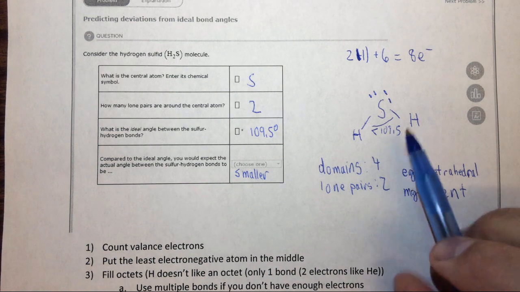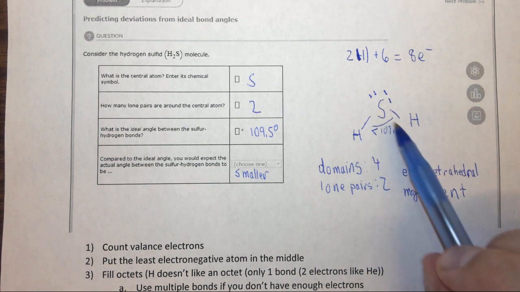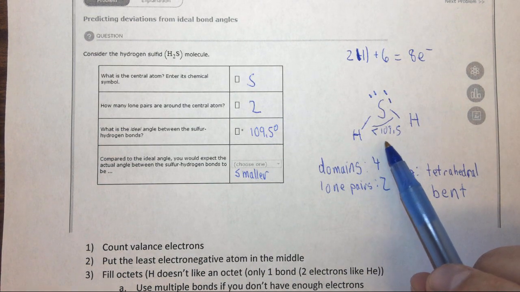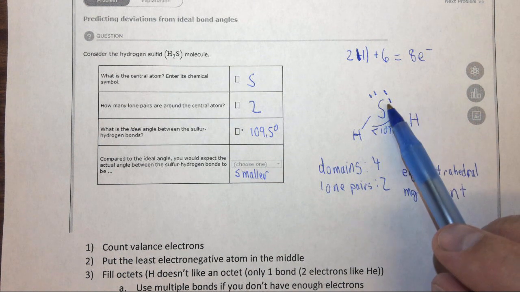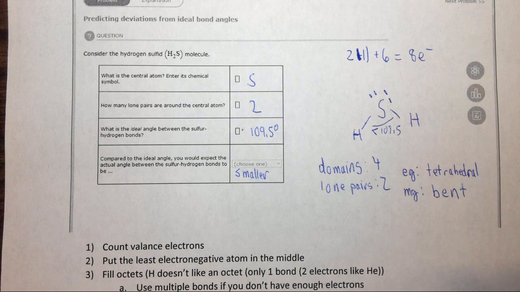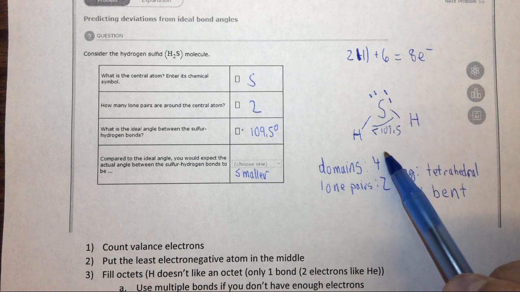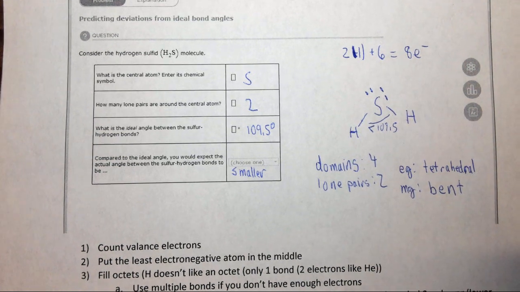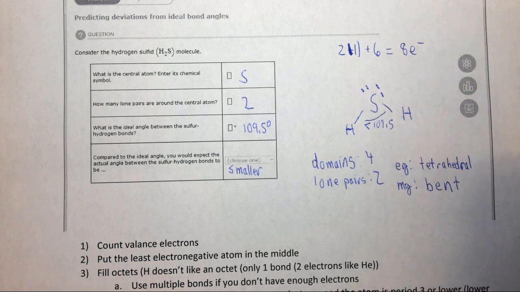In water, I believe the bond angle here is 104.5. In H2S, it's probably slightly larger than that because sulfur is a bigger atom. However, it's certainly less than 109.5, less than the ideal angle, because of the lone pairs.